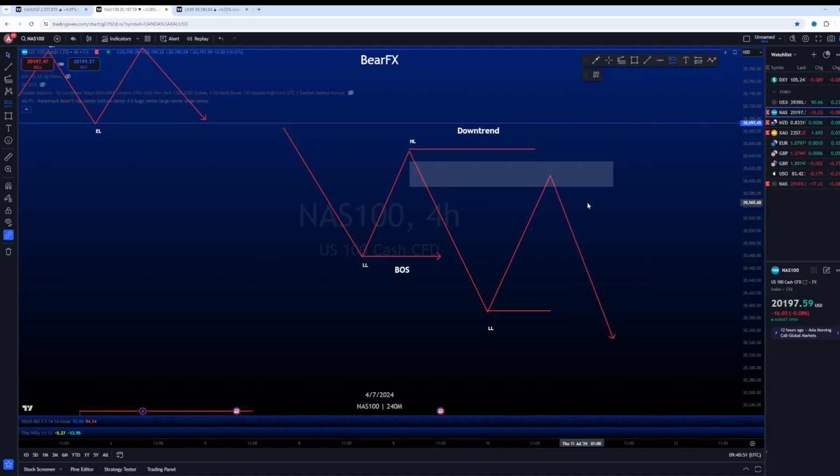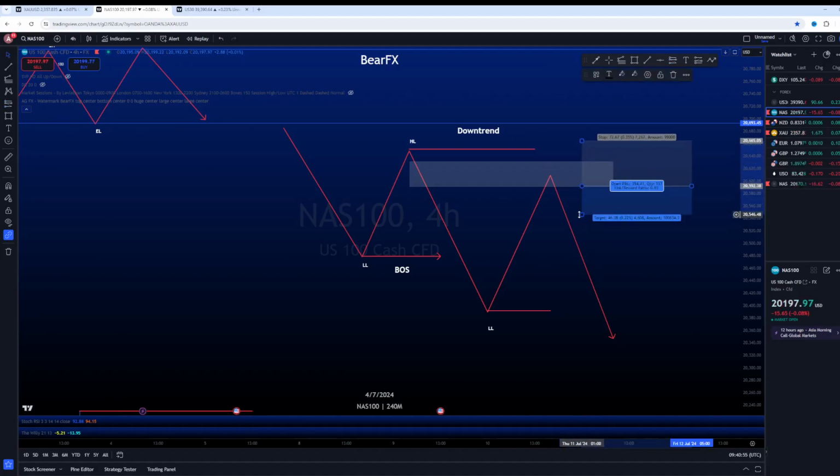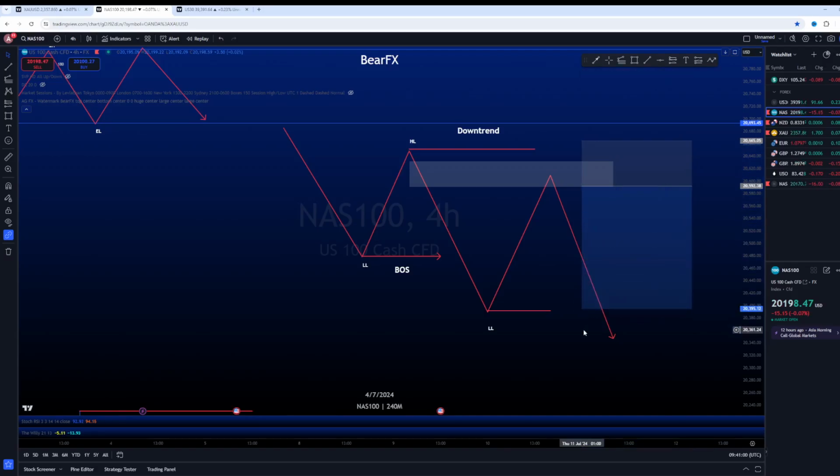And then without getting confusing, you put your stop loss just above the previous high, and then aim for, in its simplest form, aim for the previous low. That's the basics of it.